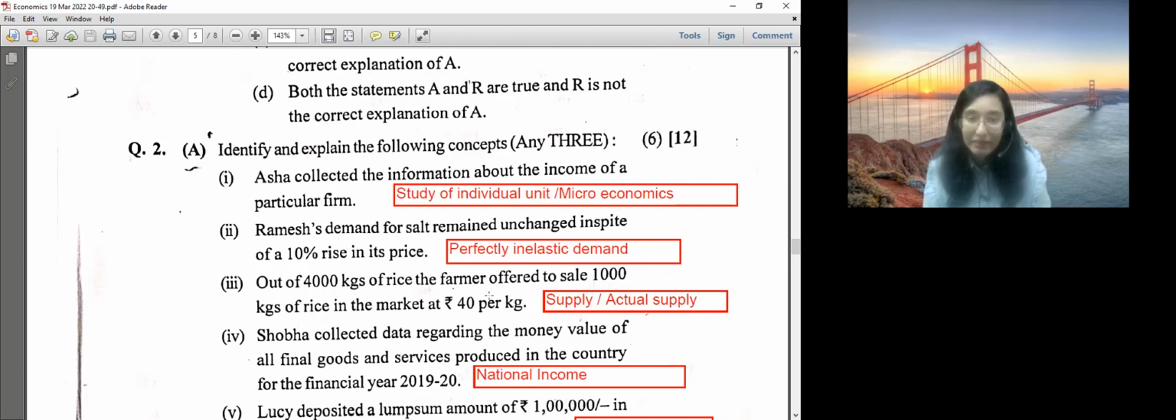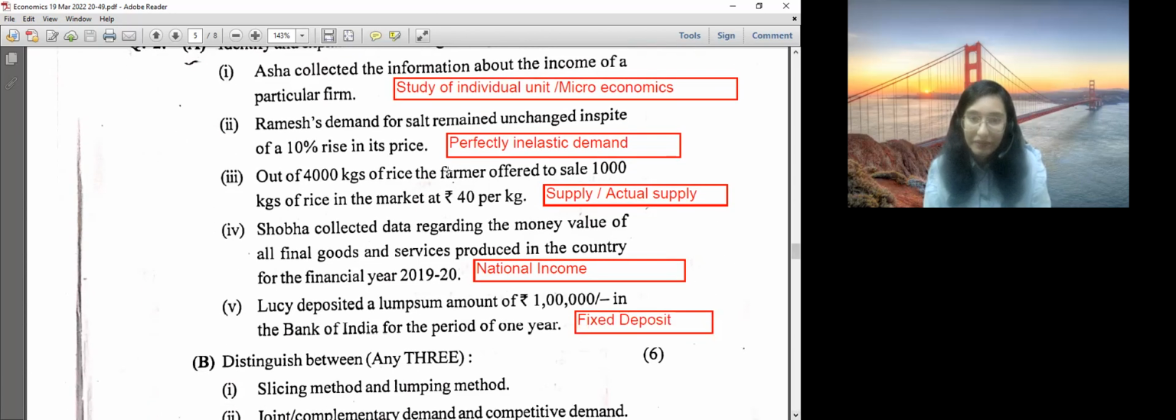Perfectly inelastic demand. Out of 4,000 kgs of rice. So it's about the supply. So it will be supply, or it can also be actual supply. Shobha collects information regarding the money value of all final goods and services. So it's going to be national income. If gross was written in the terms given above, then the answer would be GDP.